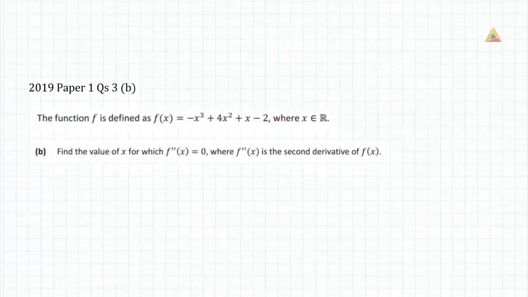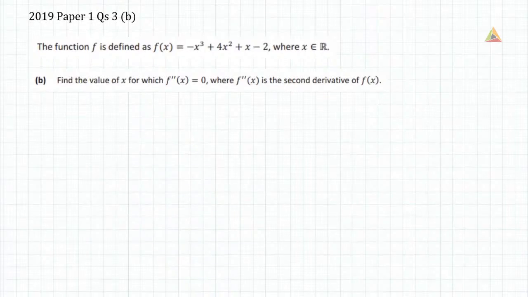The next question we're going to look at, 2019 Paper 1, question 3, part B. So this says the function f is defined as f of x is equal to minus x cubed plus 4x squared plus x minus 2, where x is a real number. And part B says find the value of x for which f double dash x equals 0, where f double dash of x is the second derivative of f of x.